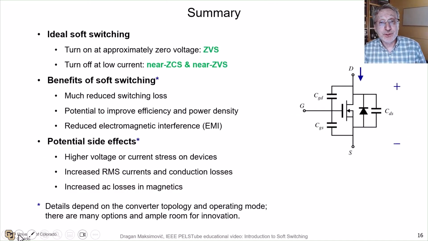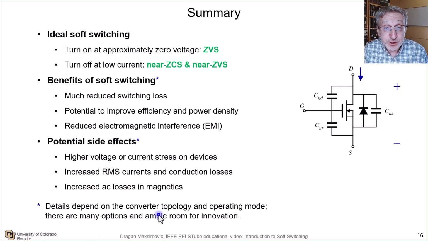All right, so in summary, we can conclude that ideal soft switching amounts to turning on a device when the voltage across its terminals is essentially zero. That's the best possible situation for turning on the device. Zero voltage switching is the best soft switching mechanism for turning on the device. In terms of turning off, the best case is to have low current at the time when the turn-off occurs. So having close to zero current at turn-off is beneficial for reducing the turn-off switching loss.